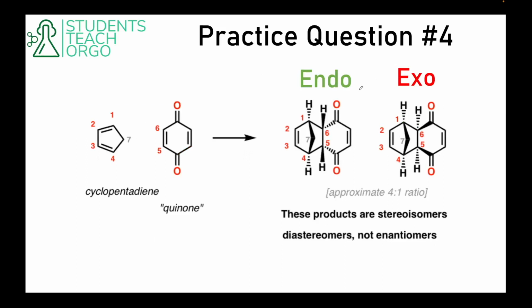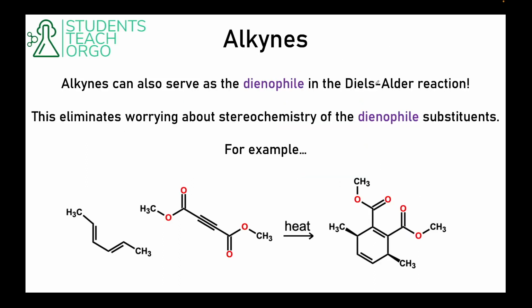All right, and so just to talk a bit more about endo versus exo, right? This is how the exo product would look, and you can see here that they've drawn in those dashes to more clearly show the stereochemistry. But remember, the endo is always going to be the major product. That's what we're looking for.